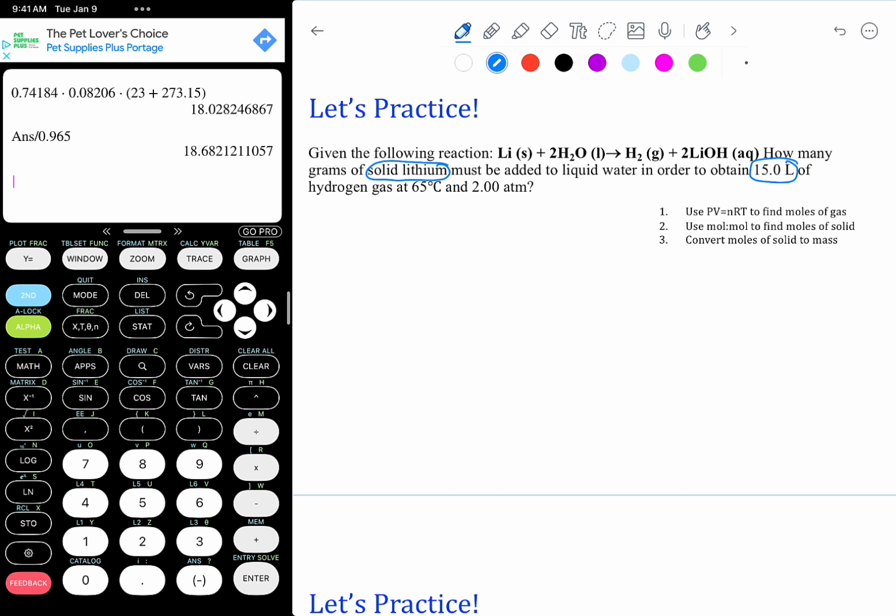Our first step tells us to use PV equals nRT to solve for moles of gas. Once we have moles of gas, we're going to convert to moles of solid in step 2 using our mole-to-mole ratio. And once we have our moles of solid, we can convert moles to mass using the molar mass of that solid. So the same thing that we've been doing, just now working backwards. So I want you to try this problem initially on your own. So start with our steps, our 1, 2, 3 there, and see how far you get. If you get stuck, come back to the video and we'll go through it together.